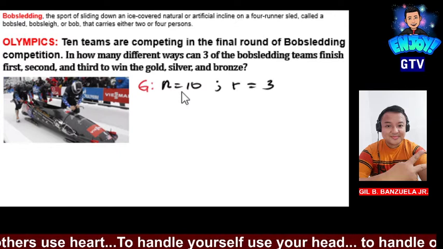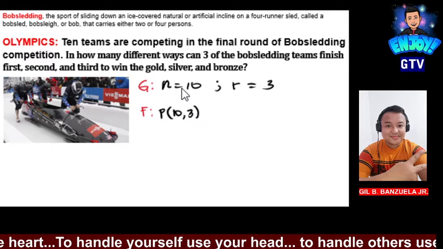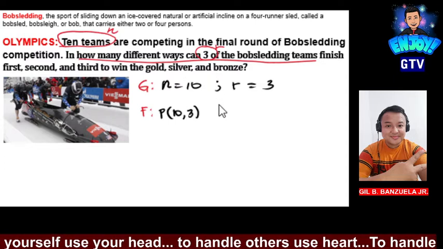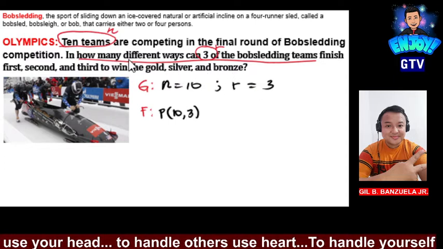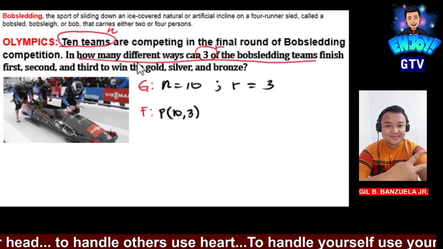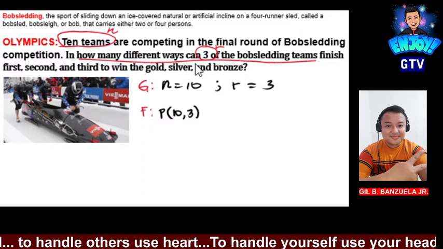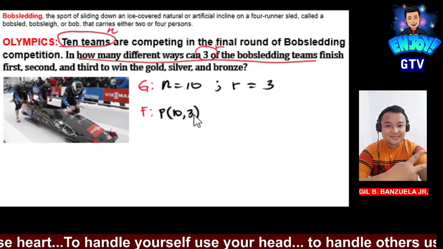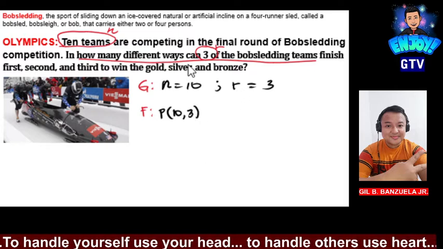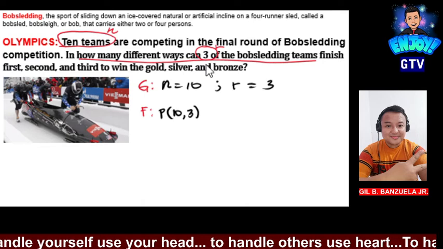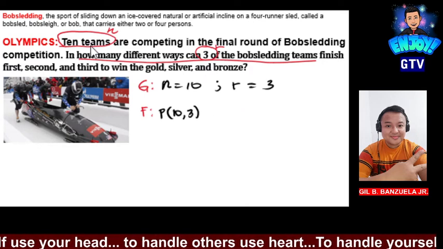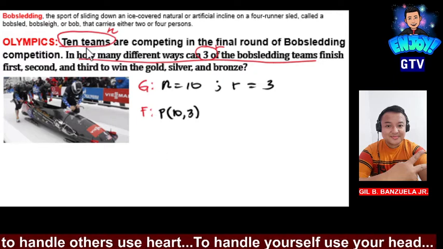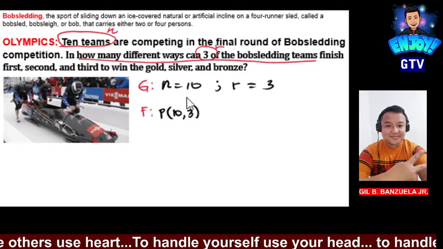So our n here is 10 because we have 10 teams. That is our n. And our r is 3 because we are asked to find the different ways 3 bobsledding teams can finish first, second, and third to win the gold, silver, and bronze. So, that particular case will serve as our r, and the number of teams or the number of distinct objects in this particular problem is the 10 teams. So that's why n is equal to 10.